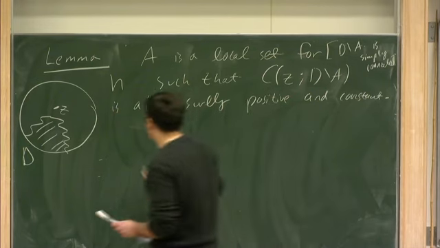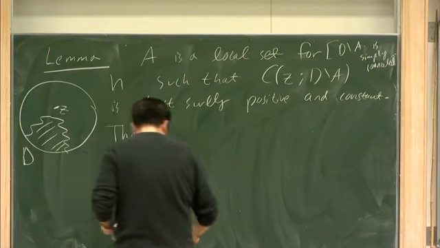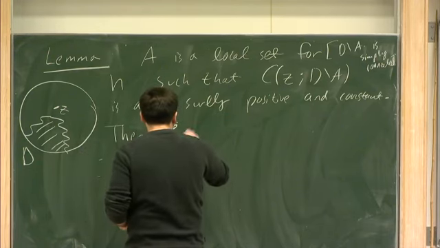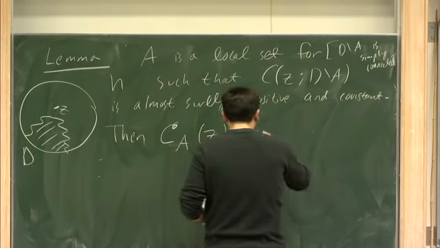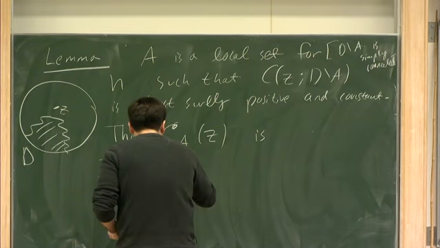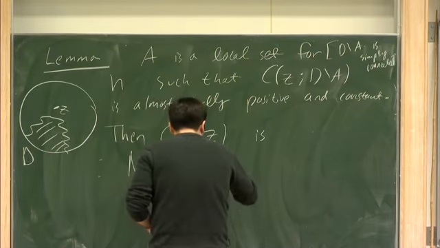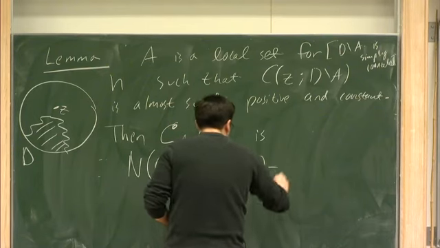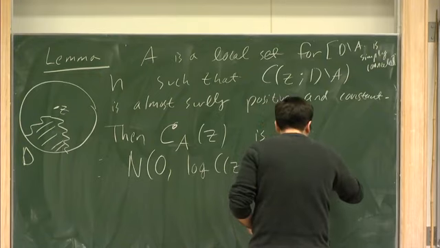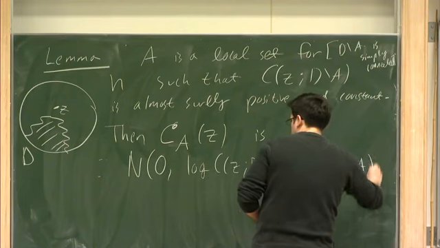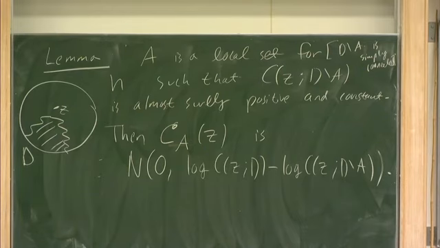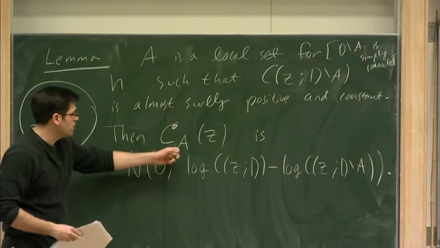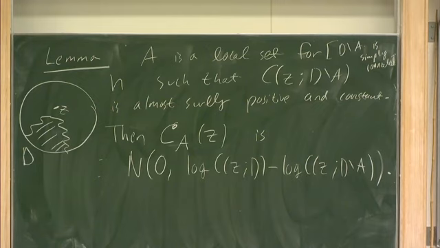Then the statement is that the conditional expectation of the Gaussian free field given A, evaluated at z, is a normal random variable with mean 0 and variance given by the log of the conformal radius of z in D minus the log of the conformal radius of z in D minus A. So this gives you the exact law of the conditional expectation of the Gaussian free field once you condition on A, evaluated at z. It just has this very simple form.